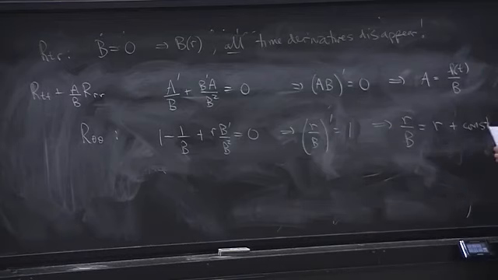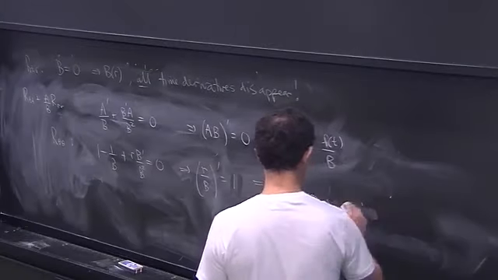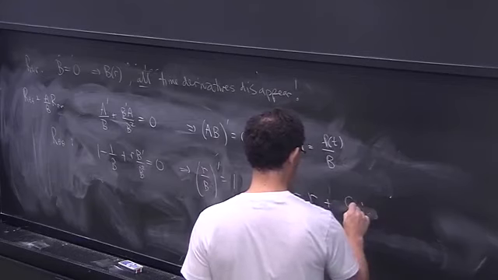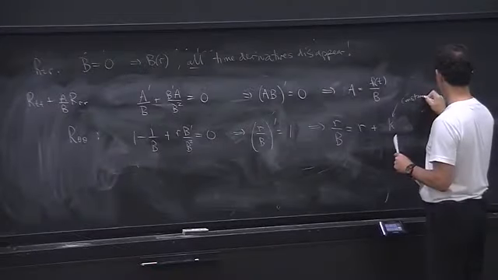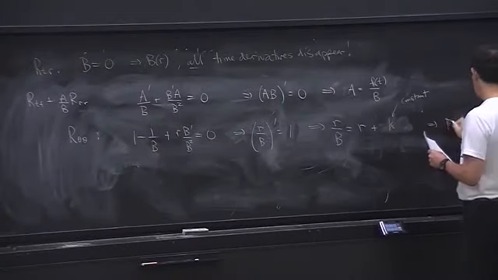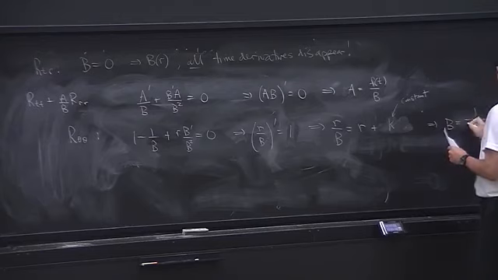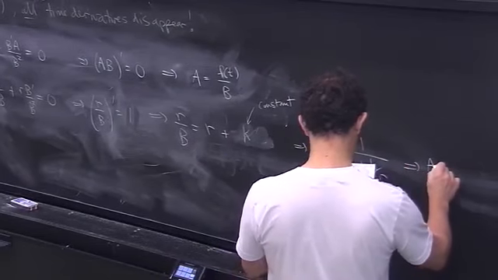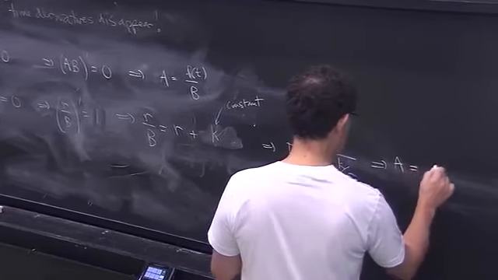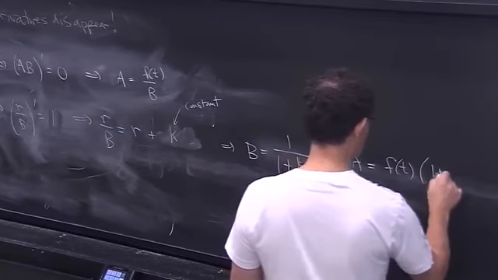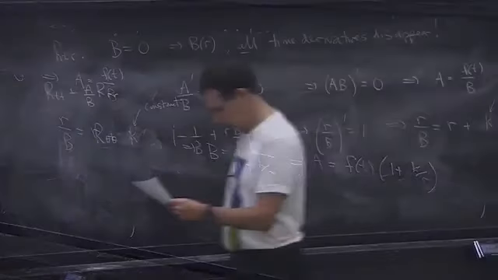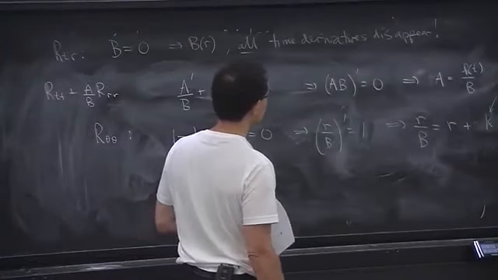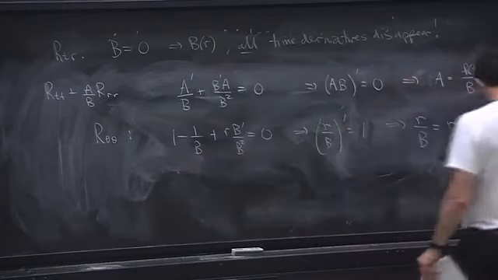And let's call the constant K. And so this implies that B is 1 over 1 plus K over R. And so A is equal to a function of T times 1 plus K over R. But that's rather nice.